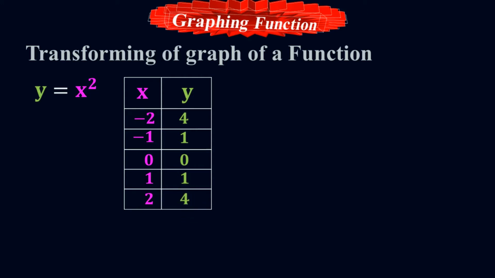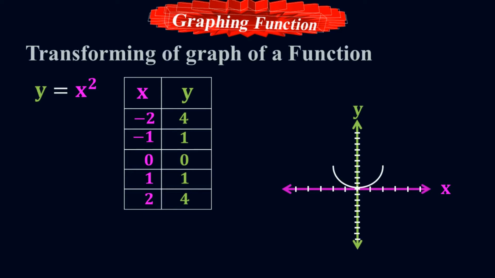Let me transfer this table into the xy plane. This is my x-axis, here is my y-axis. The graph will be like here. It's a parabola, a perfect parabola, where its ends are located at -2, 4 and +2, 4.